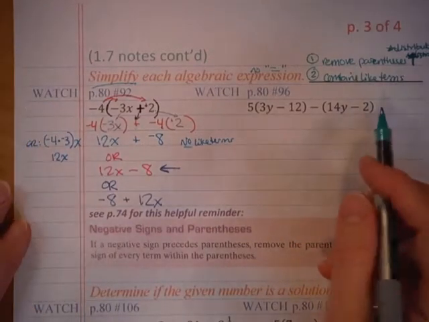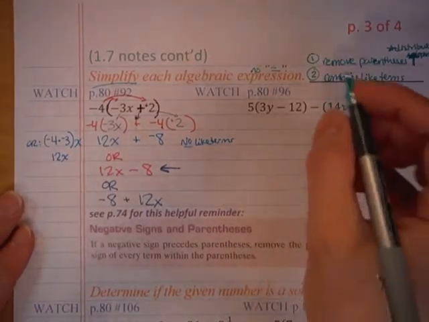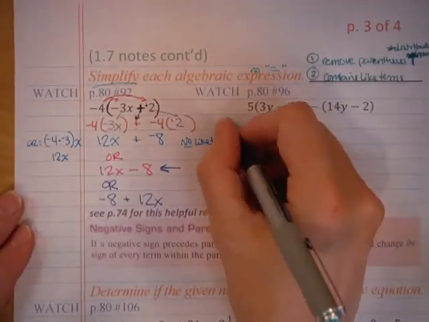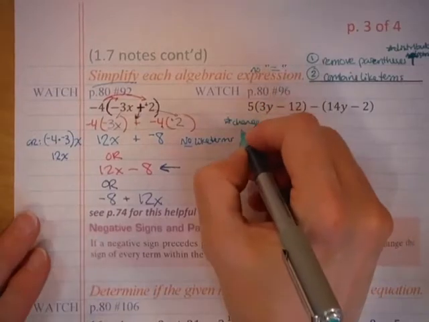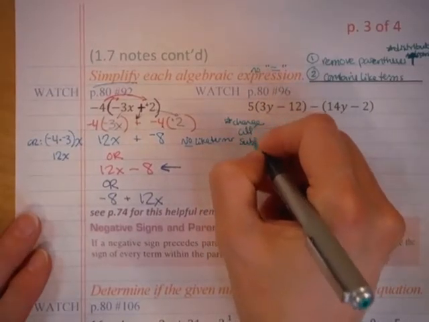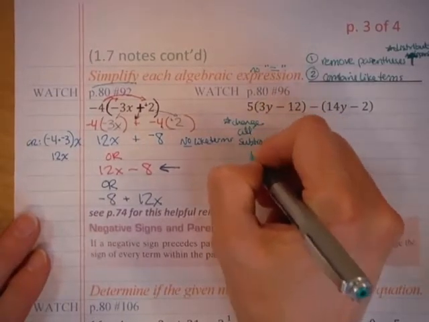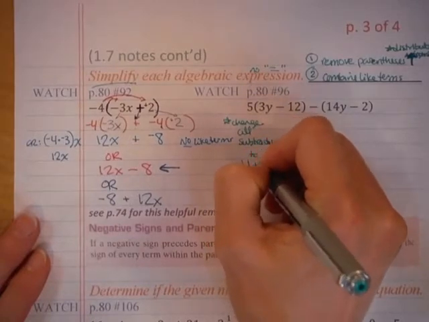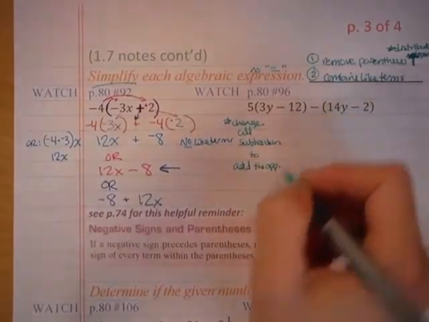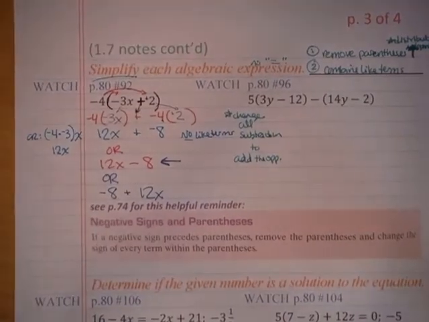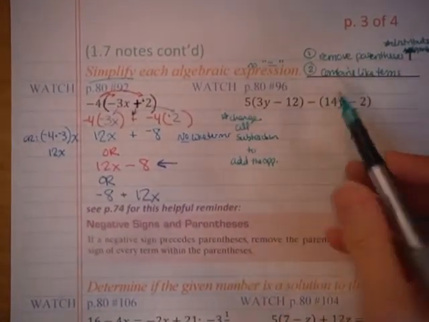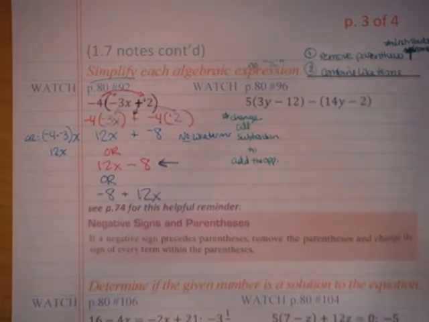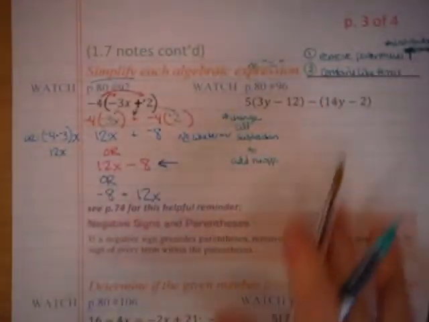My first suggestion is that you change all subtraction to addition plus the opposite sign. Change all subtraction to add the opposite. So what does that mean here? As I first go through it, I'm going to rewrite this entire problem and just change the subtraction to addition.